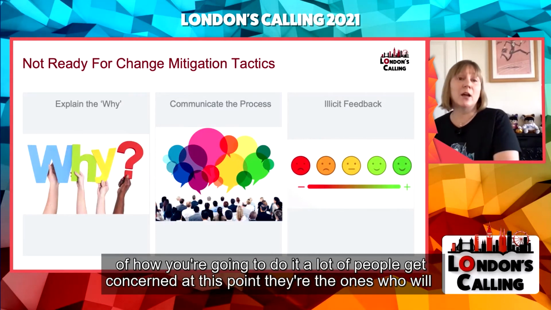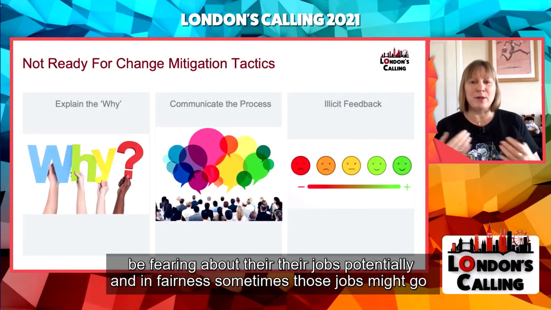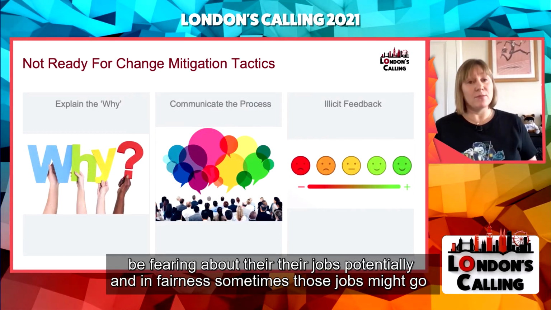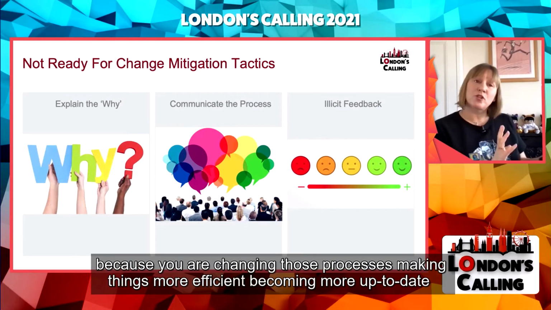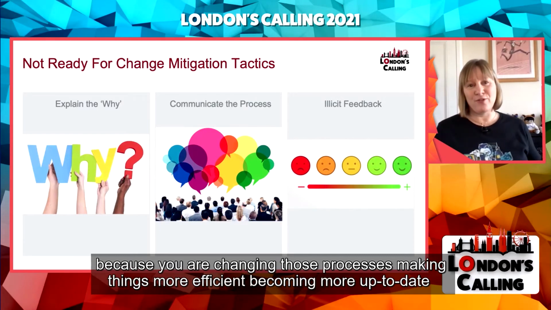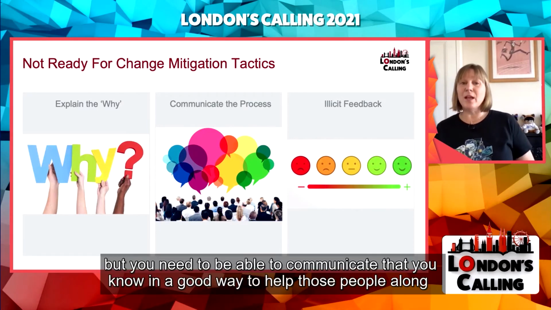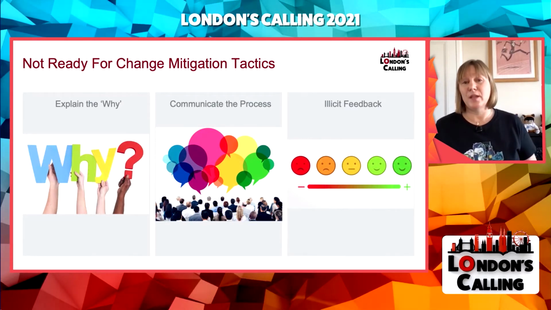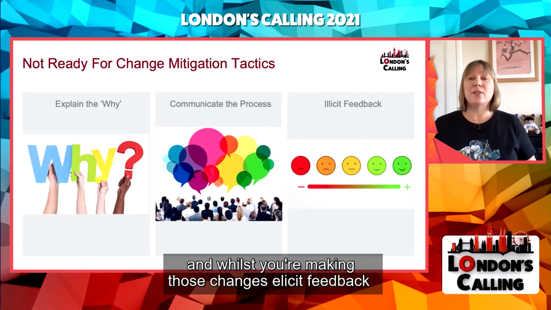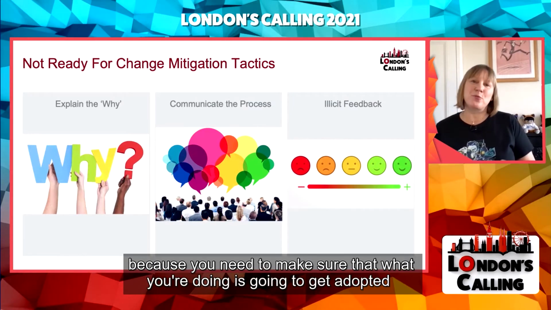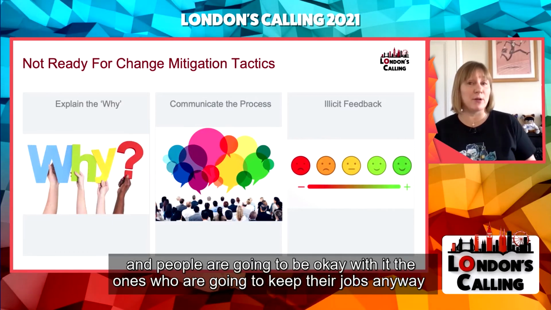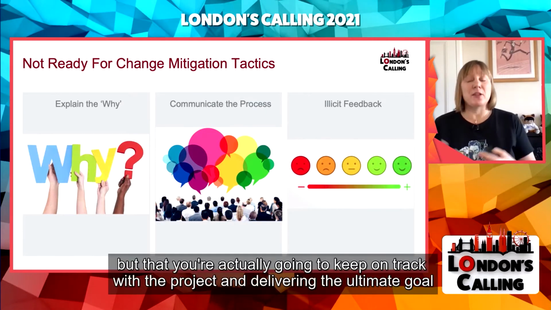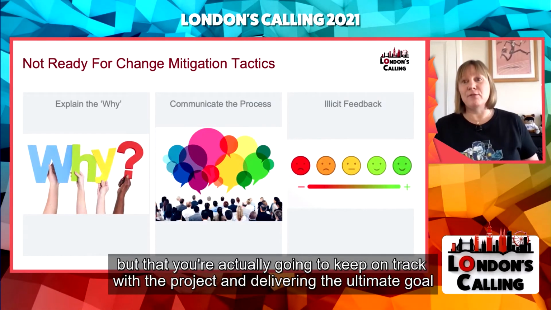Once you've explained the why and hopefully got those people on board, then communicate the process of how you're going to do it. A lot of people get concerned at this point. They're the ones who will be fearing about their jobs potentially. And in fairness, sometimes those jobs might go because you are changing those processes, making things more efficient, becoming more up to date. But you need to be able to communicate that, in a good way to help those people along. And whilst you're making those changes, elicit feedback, because you need to make sure that what you're doing is going to get adopted and people are going to be okay with it, the ones who are going to keep their jobs anyway, but that you're actually going to keep on track with the project and delivering the ultimate goal.